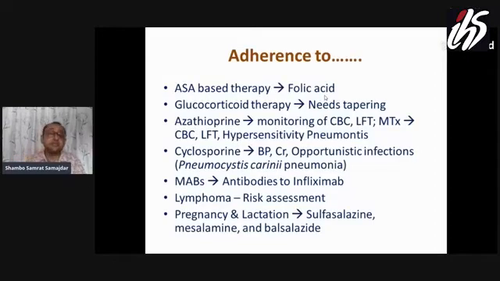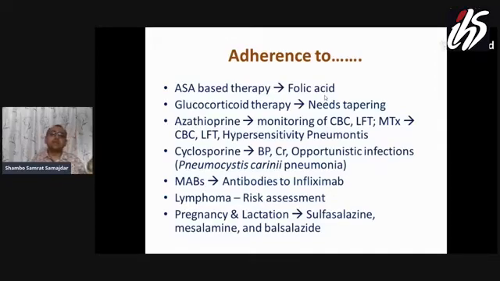Hypersensitivity pneumonitis is very common with methotrexate therapy, and we should take care; our investigation protocol should include investigations to exclude hypersensitivity pneumonitis. While patients are on cyclosporine, it is obvious to adhere to checking blood pressure and creatinine level, and to screen for opportunistic infection. Sometimes we need prophylaxis against opportunistic infections like Pneumocystis carinii pneumonia, with cotrimoxazole therapy.